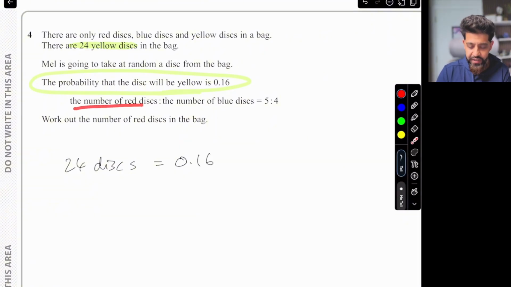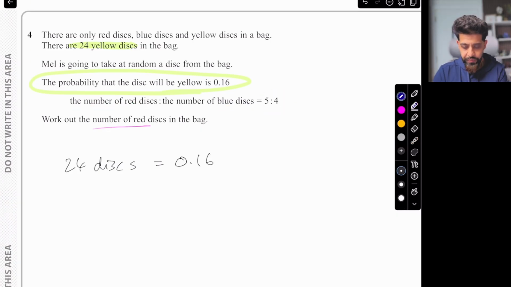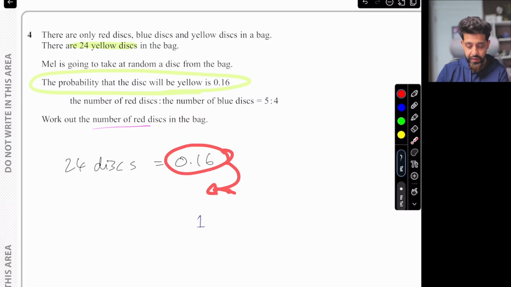The number of red discs to the number of blue discs is in the ratio of 5 to 4. We want to work out the number of red discs. So let's work out what the total number of discs is. And to do that, all probabilities are out of 1. Okay, so we need to somehow go from 0.16, maybe go to the middle, and then go up to 1. All right, that's something we need to do.